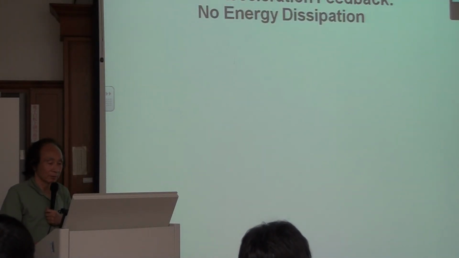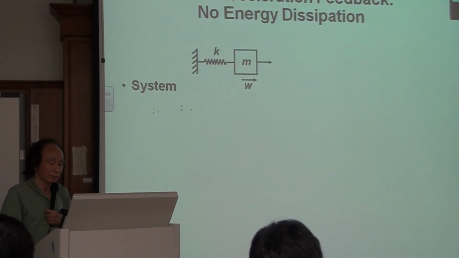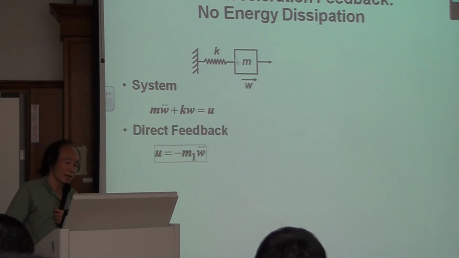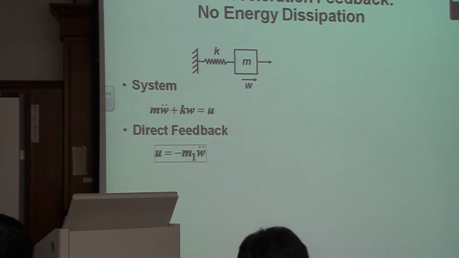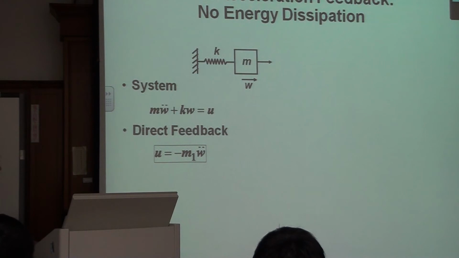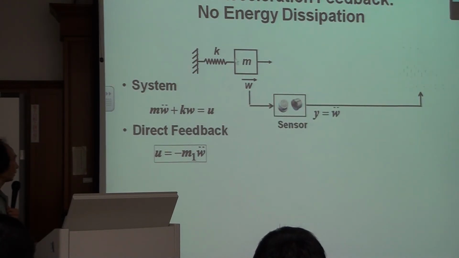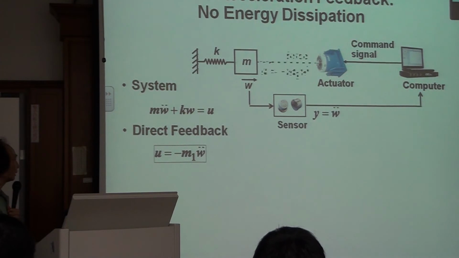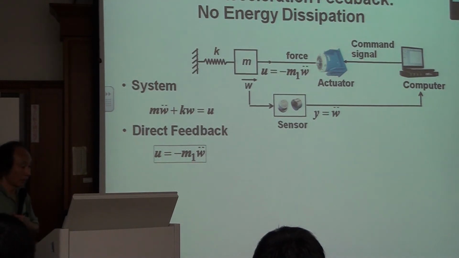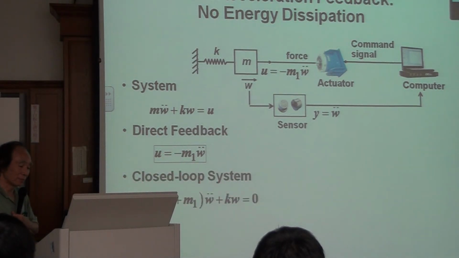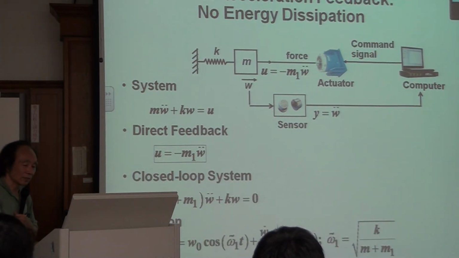Okay, remember that. All right, if I have acceleration feedback, my feedback is minus M1 w double dot. My measurement is y equals w double dot. My computer says, okay, now give me the force u equal to minus M1 w double dot. And assume M1 also is a positive value. I'm talking about concept here, not much mathematics. So the solution is this.